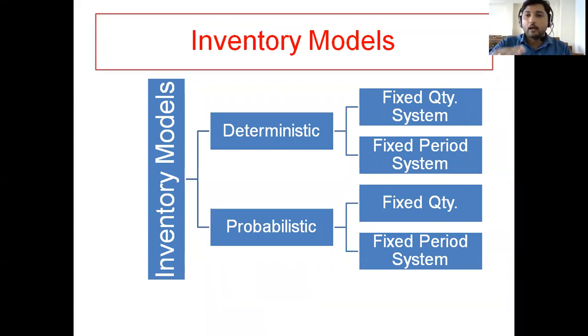Fixed quantity system means what? When the stock level or inventory quantity reaches a particular level, at that time the replenishment action will start, and a fixed quantity will be used to fill that vacant space in the storeroom. So in each order, the same quantity will be provided to the supplier.